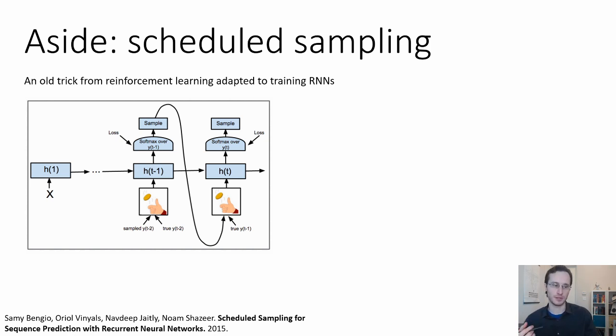So now here's a thought exercise. How do we want to choose this probability for replacing the true input with the model's own previous output?